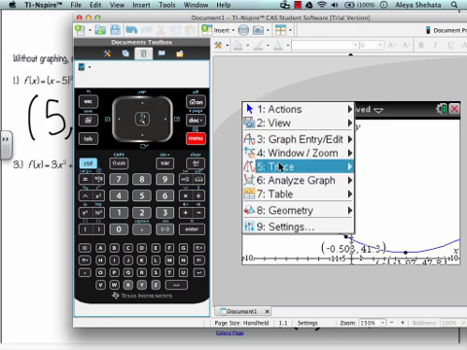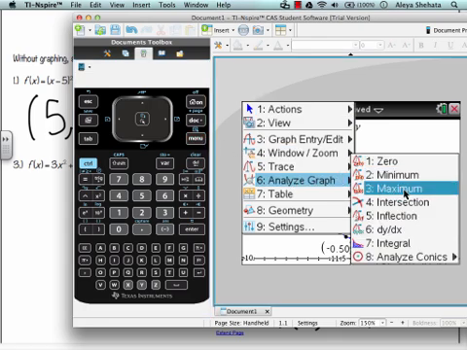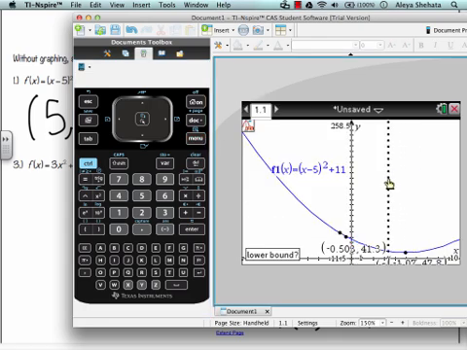So I'm going to go to Menu, Analyze Graph, and then I'm going to go to Minimum. I'll go to the left, to the right, and then the minimum is right here. Let's drag it so we can see it. 511 truly is the minimum, so that means that it works.